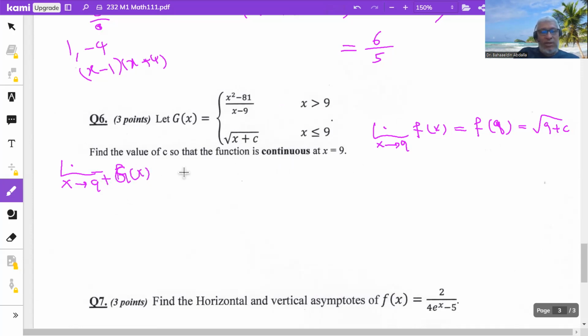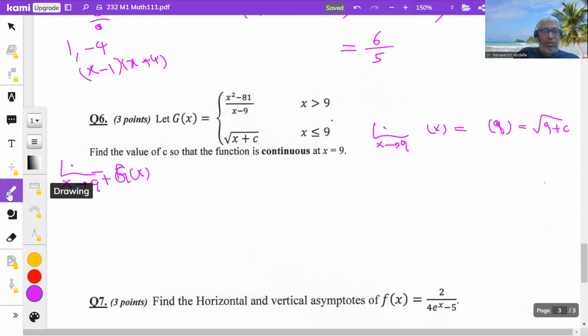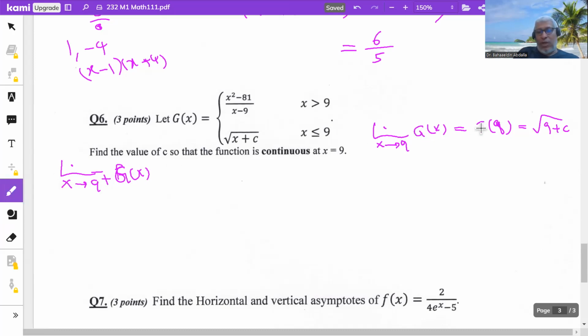Okay, this is g of x. So let me just write it g of x because the name of the function is g. What would be the definition of g of x when x approaches 9 from the right? When I approach 9 from the right, I use numbers greater than 9. So greater than 9 means the definition is x squared minus 81 over x minus 9.